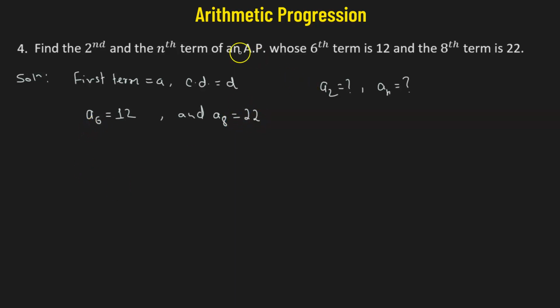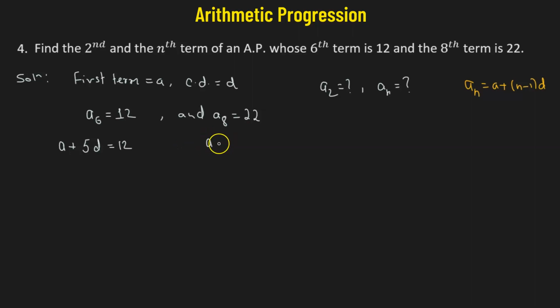So let's begin. So we will use the general formula for an. So we know that the general form of an is given by a plus (n minus 1) times d. In our case, we have the sixth term, so this will become a plus (6 minus 1), that means 5d. So this will be equal to 12.